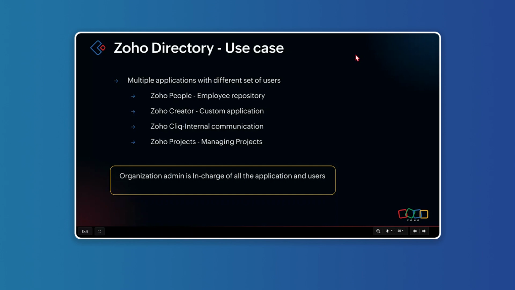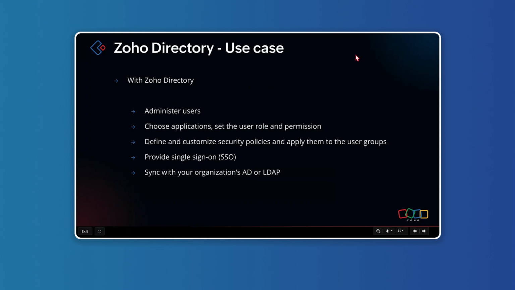Now in the Zoho ecosystem, we have a lot of products, and for the employee repository we have Zoho People, where you can maintain the employee repository. You can create custom applications with Zoho Creator. You have internal communications that can be maintained with Zoho Cliq, and for projects you have Zoho Projects to manage these projects. Now as employees or users in the organization, users will be using a lot of applications, right? When they are using these applications, you need to provide permission sets, and you need to manage all these users. This is where Zoho Directory comes in and plays a huge role.